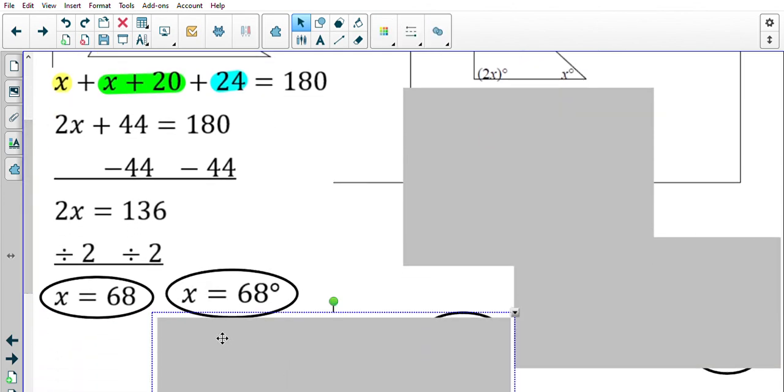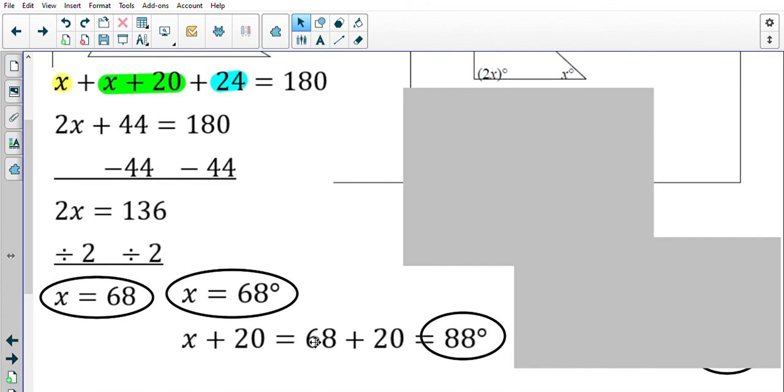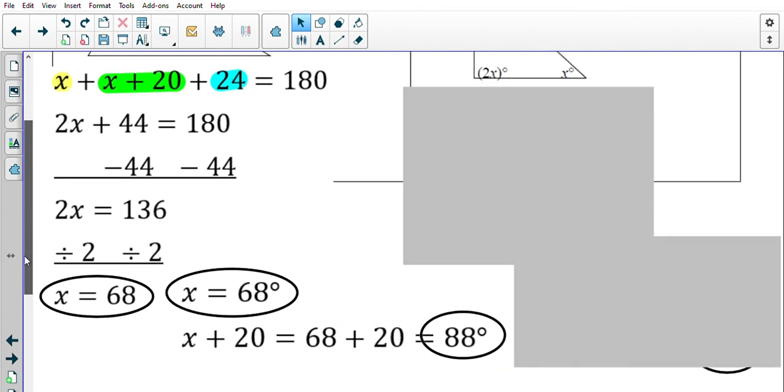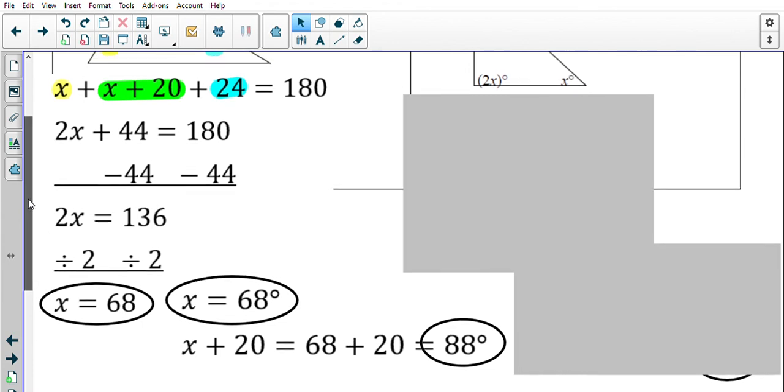So for x plus 20, what we're going to do is replace x with 68, 68 plus 20, tells me that third angle is 88 degrees. So our three angles are 24, 68, and 88 degrees, which makes this an acute triangle. It actually almost looks like a right triangle, but it's not. That's an 88 degree angle. And again, feel free to pause the video or go back at any point if you need to copy down some of this work. There's a lot there.